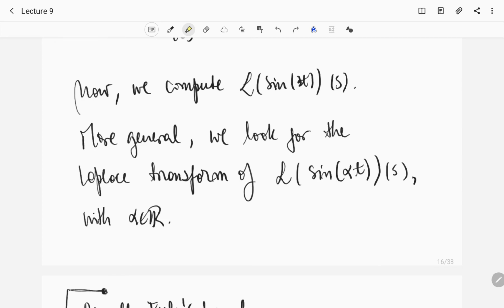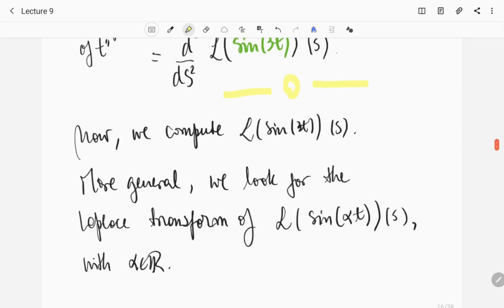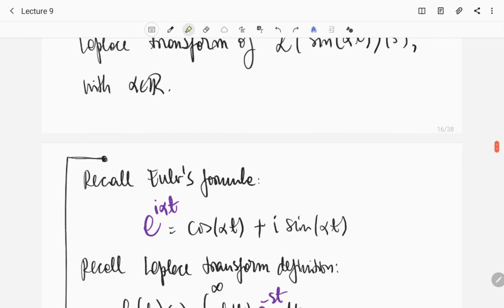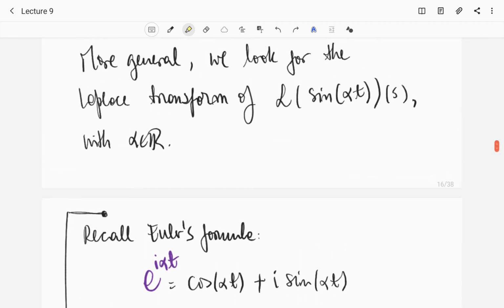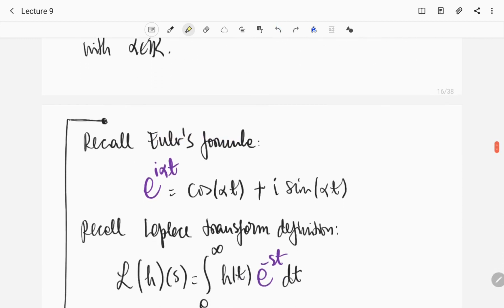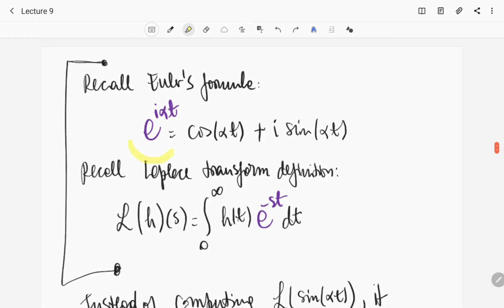Here we kind of pause the exercise and do this sub-exercise, like an exercise inside the exercise. We are going to use a trick: it will be easier to think about Euler's formula because it's an exponential function. So we have the exponential to the power i alpha t is cosine alpha t plus i sine alpha t.